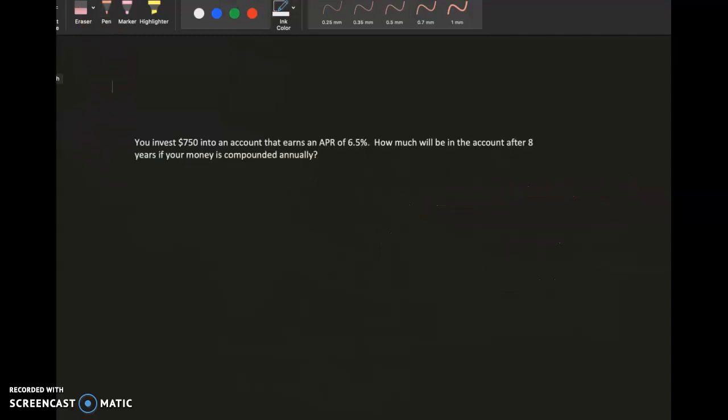Okay, so let's say that you invest $750 into an account that earns an APR, or an annual percentage rate, of 6.5%. How much will be in the account after 8 years if your money is being compounded annually? So we're going to be using that same formula as before, where we have A equals P times 1 plus R to the power of T. We're looking for the future value because we're wanting to know how much will be in the account eventually, which means A is what we're looking for.